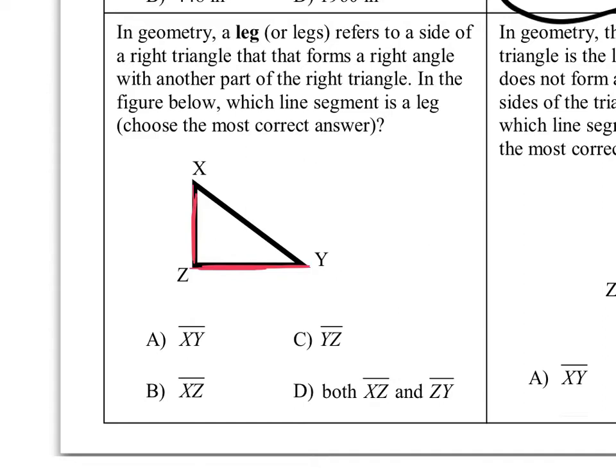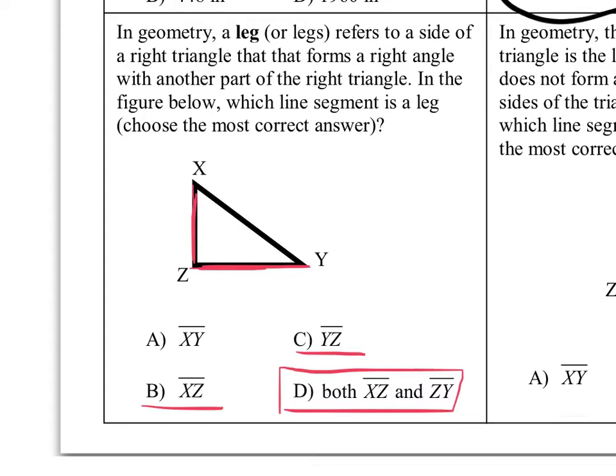One of them is XZ, which is answer choice B. One of them is YZ or ZY, doesn't really matter which order you put it in. Which means two of these, actually both of them, XZ and ZY, are both legs.